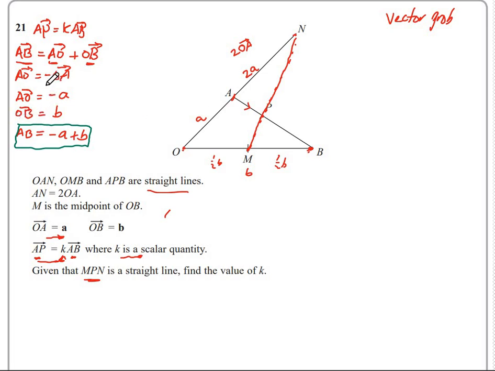So AP equals K times minus A plus B, and so AP equals minus AK plus, in fact, I'll put the scalar quantity in front of the vector. AP equals minus KA plus KB. Okay?